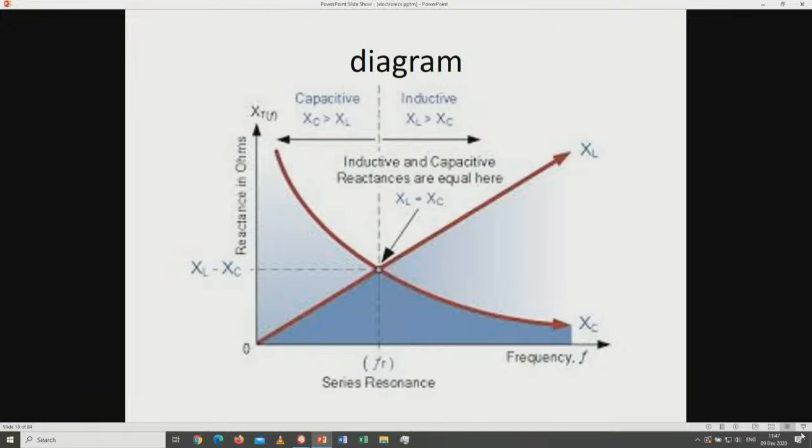You can even look at the point of series resonance there. On the lower half, where there is not much frequency, the XC is greater than the XL. Then as the frequency increases, the XC decreases and the XL increases, where XL in this case is the inductive reactance, XC being capacitive reactance. So let us go back.